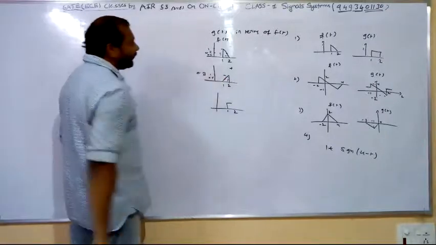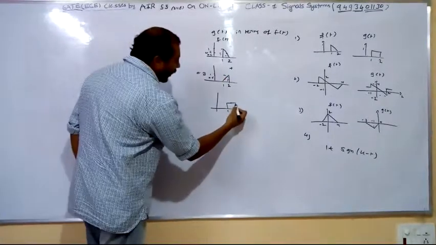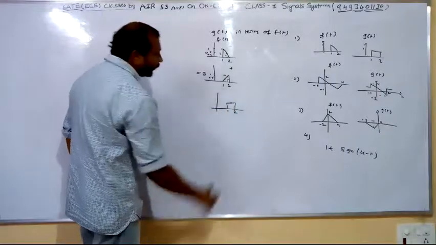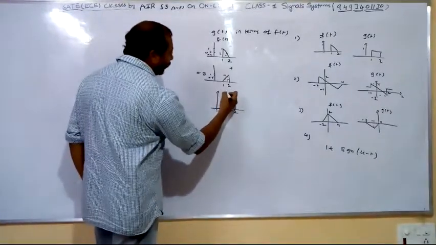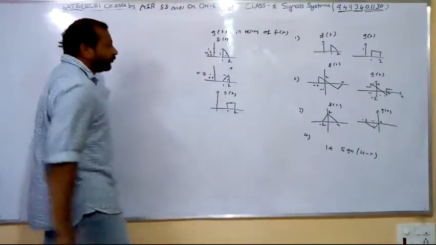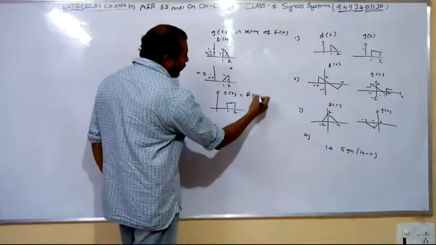0.2 plus 0.8 is equal to 1. So by adding these two signals, we have a rectangular pulse from 1 to 2. This is your required g of t. Our intention is that g of t can be represented as f of t plus this signal.